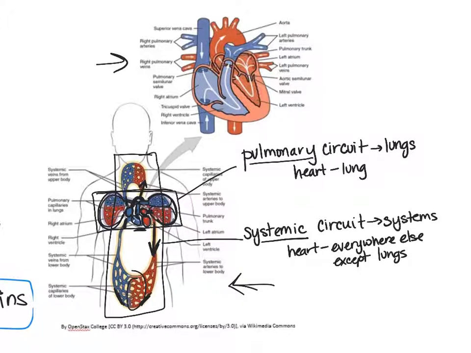So then our blue blood is going to come up from the systemic circuit, go into our inferior vena cava. Up here, we have the exchange, go into the superior vena cava, into the right atrium, and then we're moving back into our pulmonary circuit, going to the lungs.